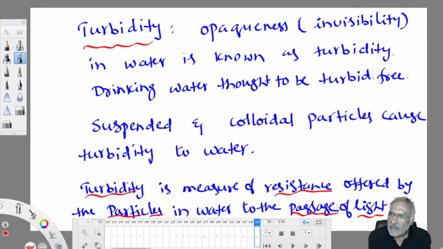Rivers carry turbid, dirty water. The dirt particles present in water do not allow light to penetrate. So light is not passing through water. Water appears to be dull and dark. The dullness and darkness in water is called turbidity. Technically, opaqueness in water is known as turbidity: dullness, invisibility. I hope it is clear to you. So turbidity is caused by suspended and colloidal particles.